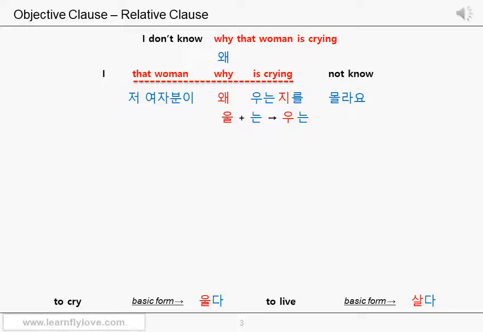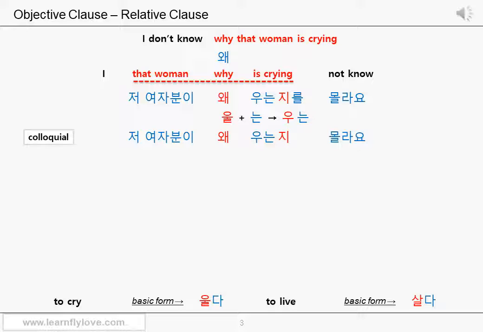Then let's get rid of the object particle 를 and make it sound more colloquial. 저 여자분이 왜 우는지 몰라요. We guess most of the time it sounds colloquial without the object particle 를 or 을. Then why do we keep using this? Because it's easier for you to not use something you already know than to use something you don't know. There are also many cases that sound awkward without the object particles.